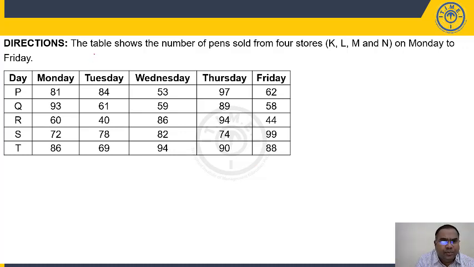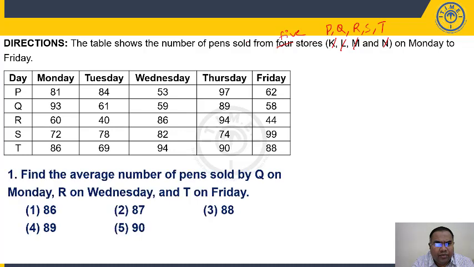Now see here, let us look at the table now. The table shows the number of pens sold from 4 stores. It's not 4 stores. I think there's some typing error here. It is 5 stores, PQRST on Monday to Friday. These are the number of pens sold on different days by different stores. Monday to Friday, PQRST are my 5 different stores. These are not 4 different stores. These are 5 stores: P, Q, R, S and T. Okay. Let's take up the first question.